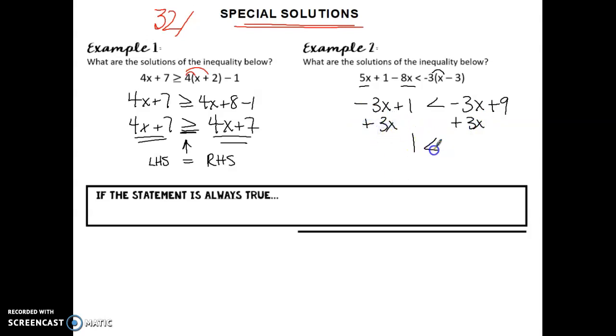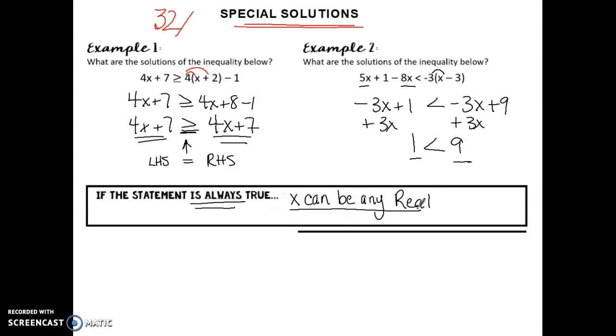And you get 1 is less than 9. You know what? 1 is always less than 9. So when you get a statement that is always true, that means x can be any real number. It doesn't matter what you pick for x, it will make the statement true. And that's what you want.